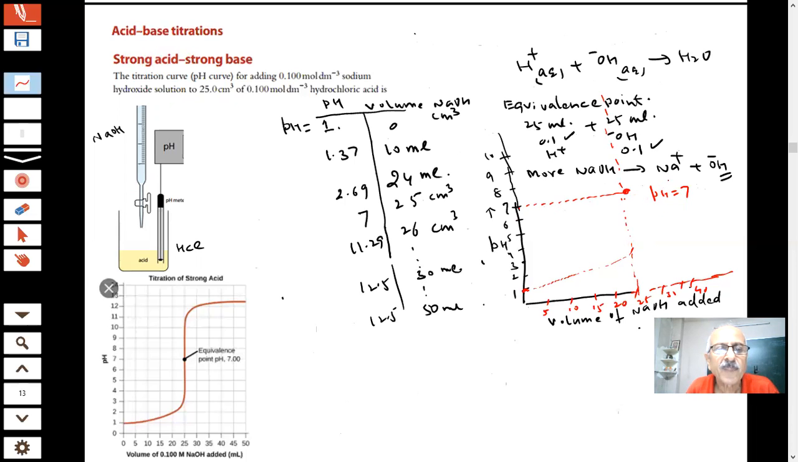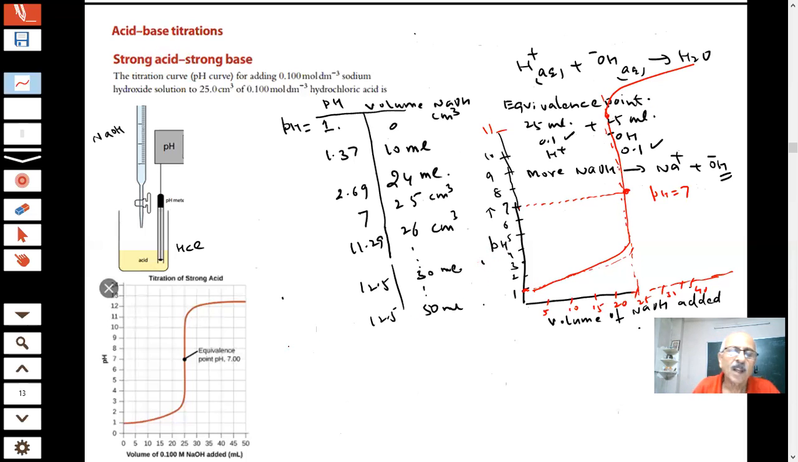And as you add more, what happens? If you add more, if you add 25 to 26, then what do you start finding? That this is increasing, and at 26 it becomes 11.29. This is my 10. This is my 11.29. So you can see that the curve goes like this, and then it becomes like this. So this is the titration curve which you will get for strong base and strong acid. Tell me, any doubt here?